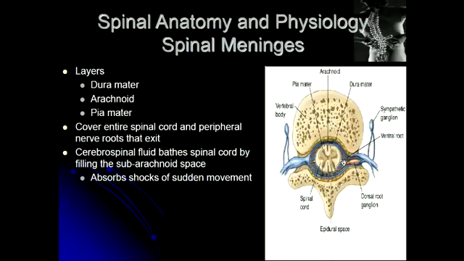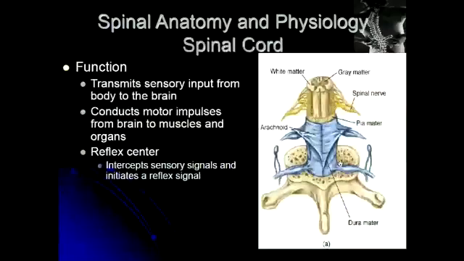The spinal cord has a number of functions. One of its biggest ones is it's a shock absorber. The function of the spinal cord is it transmits sensory inputs from the body to the brain, and it conducts motor impulses from the muscles to the organs from the brain itself. It also has a reflex center that intercepts signals from the body and initiates a reflex that would take place without even the sensory input going to the brain itself.